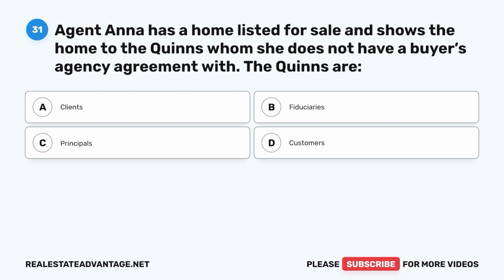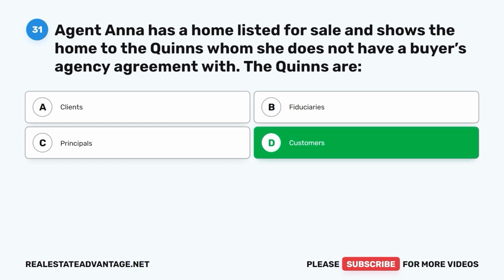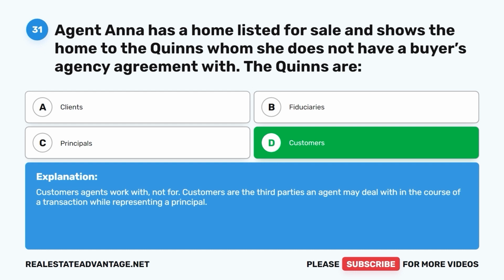Question 31. Agent Anna has a home listed for sale and shows the home to the Quinns, whom she does not have a buyer's agency agreement with. The Quinns are A. Clients, B. Fiduciaries, C. Principals, D. Customers. The correct answer is D. Customers. Agents work with customers, not for them. Customers are the third parties an agent may deal with in the course of a transaction while representing a principal.